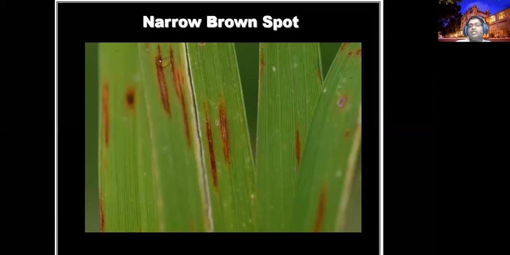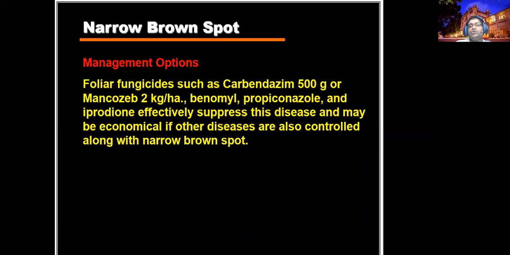Therefore, if you are taking management aspects for both diseases, the management practices are common for both. The management option is that farmers normally use foliar fungicide spraying, carbendazim, which is broad spectrum. By using carbendazim or mancozeb at the rate of 2 kilograms per hectare, you can easily manage the brown spot, narrow brown spot, even blast disease, right? A single fungicide can control them because this is a broad spectrum.